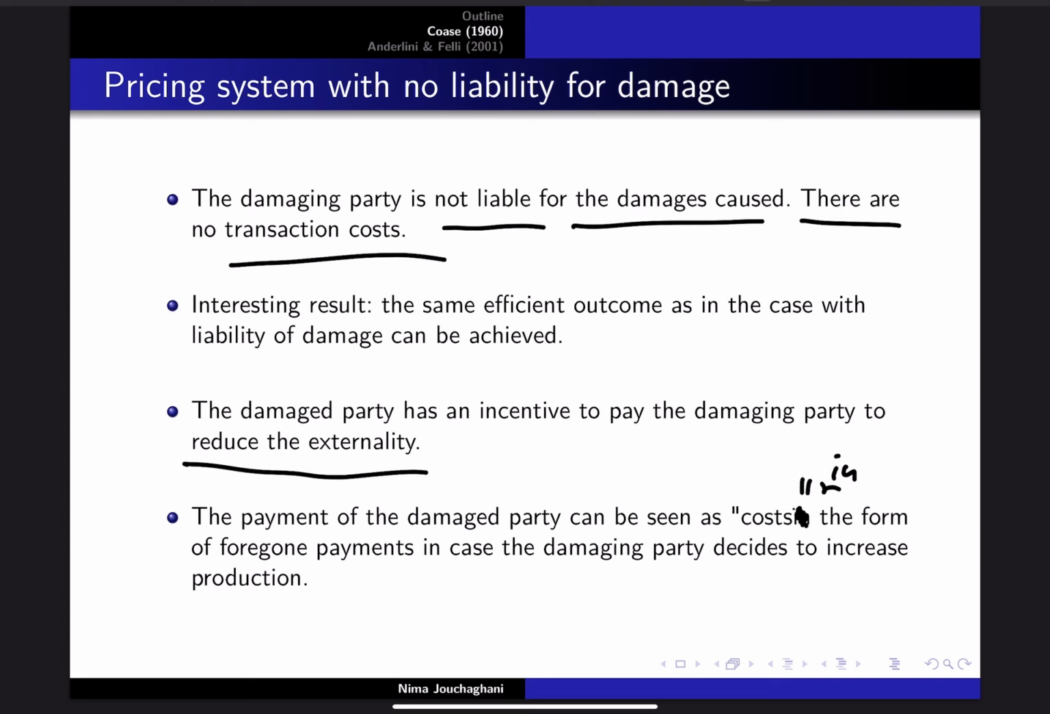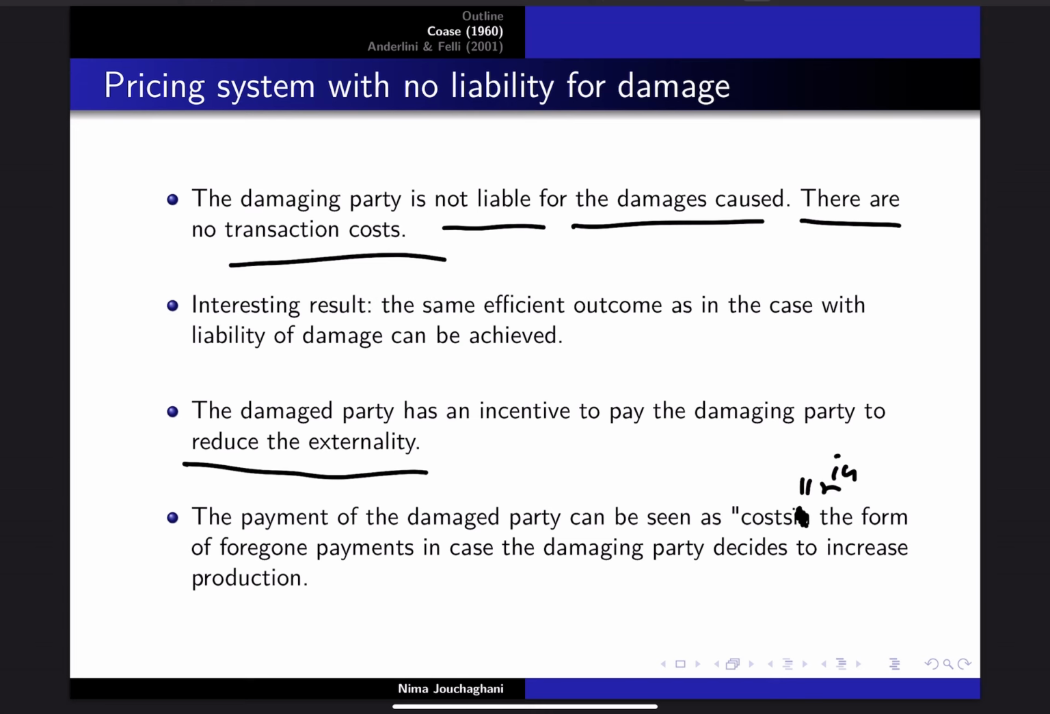So imagine the following. Because the externality is so high, the fishery is now willing to pay some monetary amount to the steel producer to reduce its production. So it's compensating the steel producer for reducing its production. And now, if you think about the objective function of the steel producer, it needs to incorporate this payment into its optimization problem. So if it continues to increase production, it is not getting the payment from the damaged party. So the opportunity costs of production are increasing due to this payment.